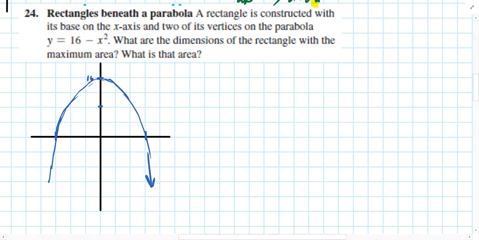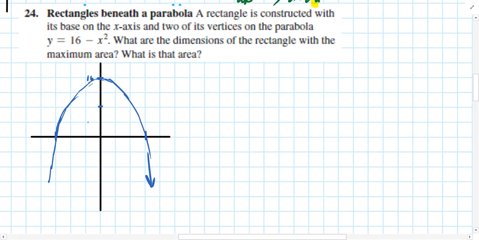So the problem we're faced with is this one. We've got a rectangle whose base is along the x-axis, and then two of its vertices are now constrained, for lack of a better word, by the equation 16 minus x squared. And this particular rectangle has a volume to it. I'm sorry, an area associated with it. And we can calculate the area: length times height.